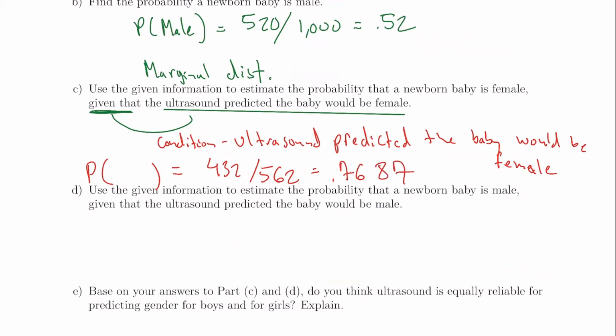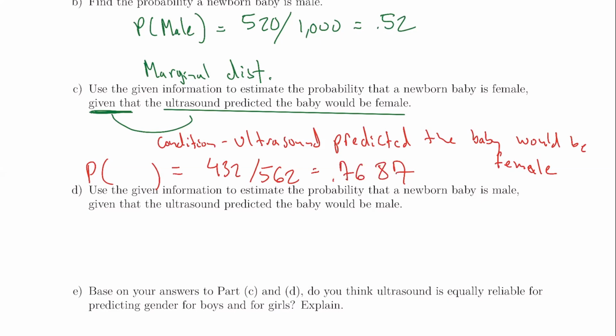0.7687. So roughly, 76% of the time, if a baby was predicted to be female, they actually turn out to be female. That's telling you about three-quarters of the babies that were predicted to be female actually end up being female. The other quarter ended up being male, so the ultrasound got it wrong. So 76% of the time the ultrasound predicts correctly, and the other 23% or 24% is incorrect. But that's it for part C. Any question in regard to part C?